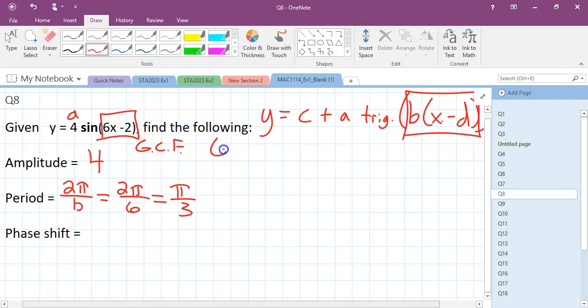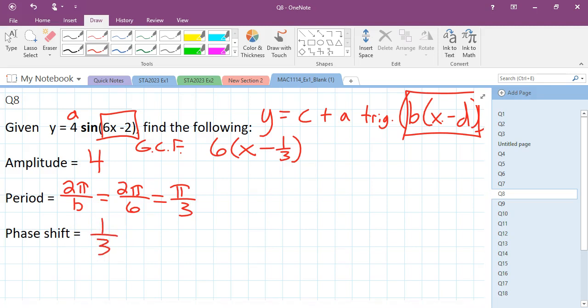So we're going to pull that 6 out, which is our true B. But if we pull that 6 out, that means everybody in there is getting divided by 6. So 6x divided by 6 gives us x. What's negative 2 divided by 6? Negative 1/3. Now you know what your true D value is. So we do have a phase shift, and what is the phase shift? A positive 1/3. That's right, because the negative right there is just a subtraction sign that is a part of the original function. So we need an answer that has an amplitude of 4, a period of pi thirds, and a phase shift of 1/3, and that answer ends up being C. There you go. Okay?